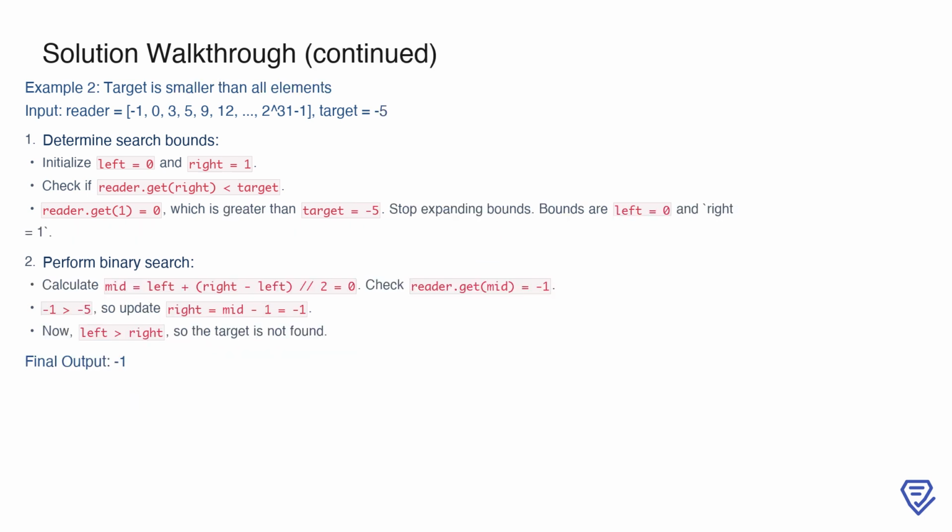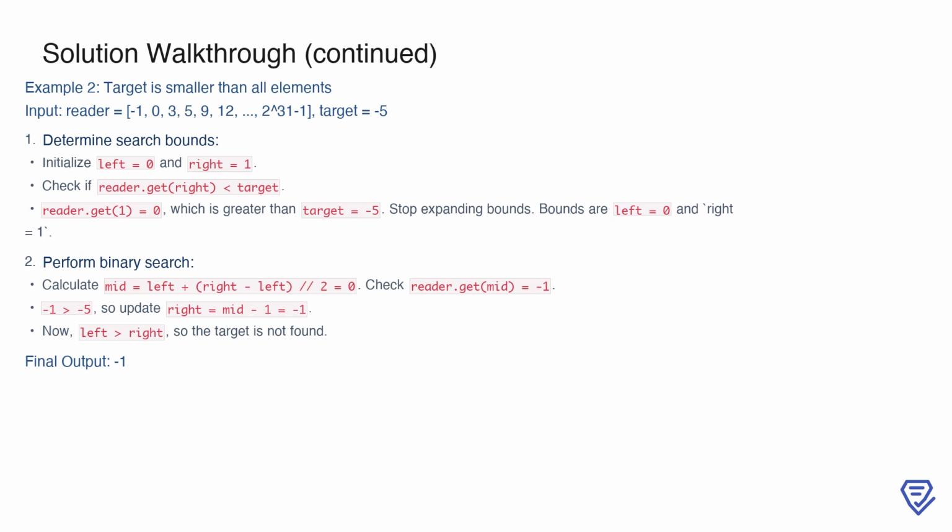Now let's consider an example where the target value is smaller than all the elements in the array. The target is -5, and the array starts as before. First, we need to determine the search bounds. Again, we initialize left to 0 and right to 1. Checking reader.get(1), we find the value is 0, which is greater than -5. Since the value at right is already greater than the target, we stop expanding the bounds. The bounds remain left equals 0 and right equals 1.